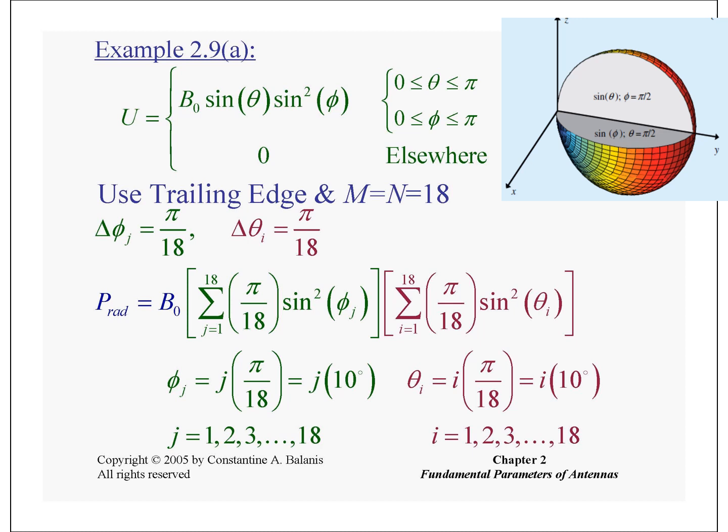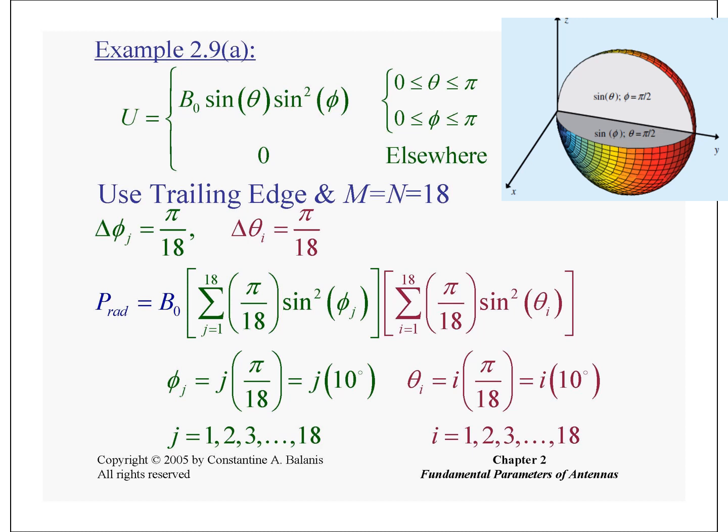Here is example 2.9. In this example, the radiation pattern is given, which is equal to B naught sine theta and sine squared phi, shown here. Limits of integration are also given. Theta varies from 0 to pi and phi varies from 0 to pi. Elsewhere the pattern is 0, so the pattern exists only in the right hemisphere, as you see here. That color pattern is shown. The maximum value of the pattern will occur at theta equal to 90 and phi equal to 90, where both coordinates are 90. In that case, the maximum pattern will be equal to B naught.